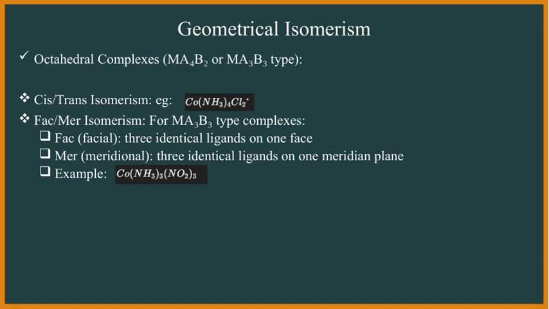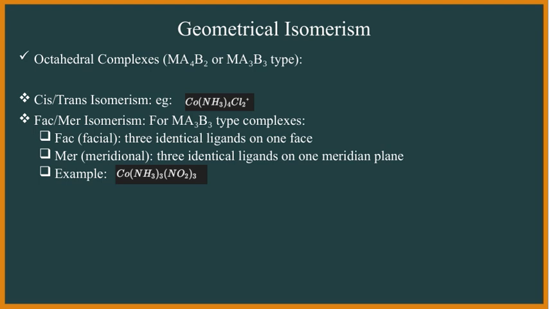Another important type is FAC and MER isomerism, which applies specifically to Ma3B3 type complexes. The FAC, or facial, isomer has three identical ligands positioned on the same face of the octahedron, creating a triangular face with those ligands. On the other hand, the MER, or meridional, isomer features the three identical ligands aligned along a meridian plane, forming a straight line through the complex.